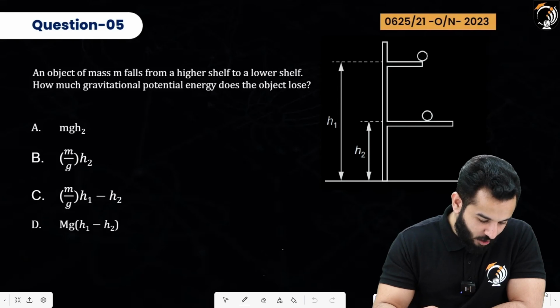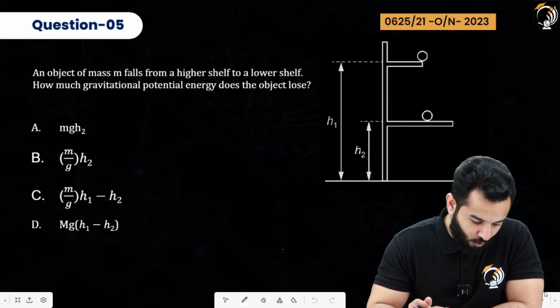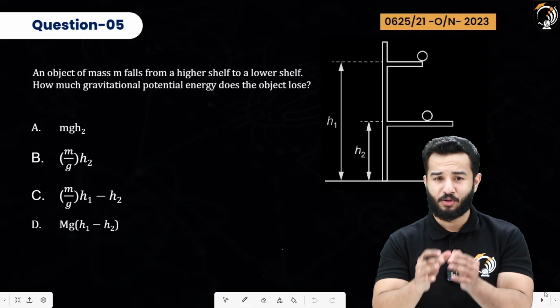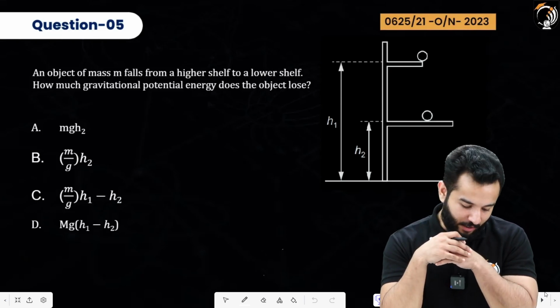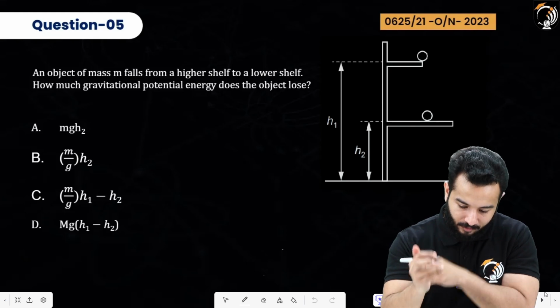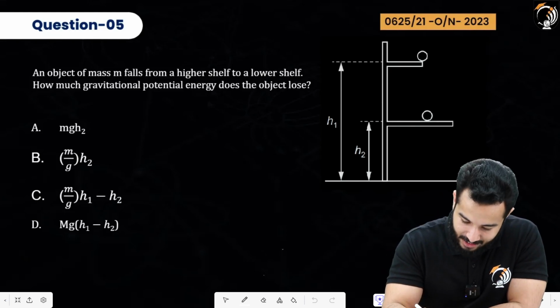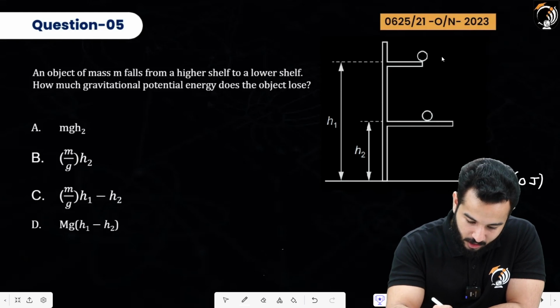An object of mass m falls from a higher shelf to a lower shelf. How much gravitational potential energy does the object lose? Now you can actually sense that mainly these types of questions only come in your exams, right? So again, I'm going to discuss that. Let's say this is the reference line. So this one has got zero potential energy. So this one has got a potential energy of mgh1.